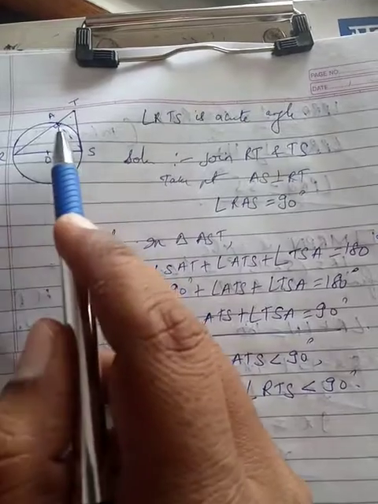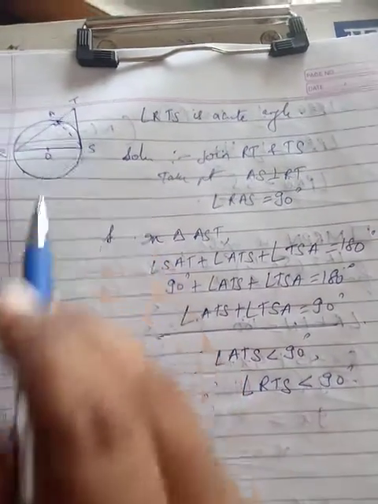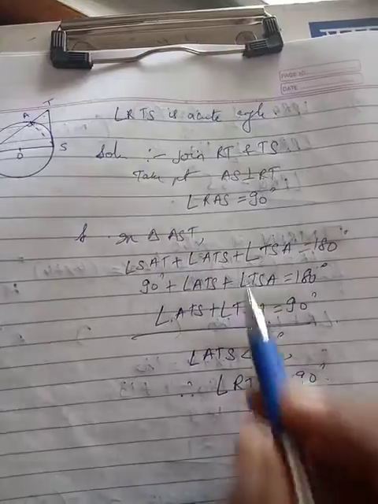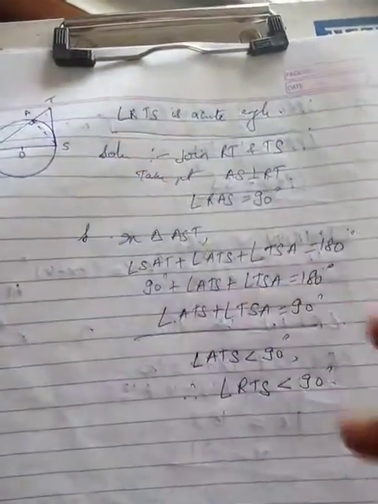ATS or RTS, we have just increased the segment, but the angle remains the same. Hence angle RTS is acute angle. This is the solution.